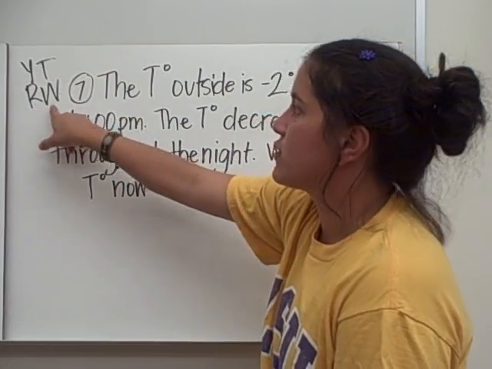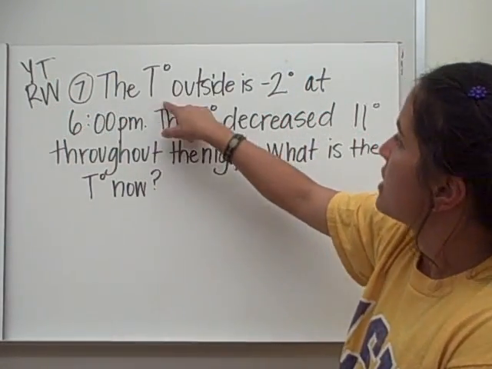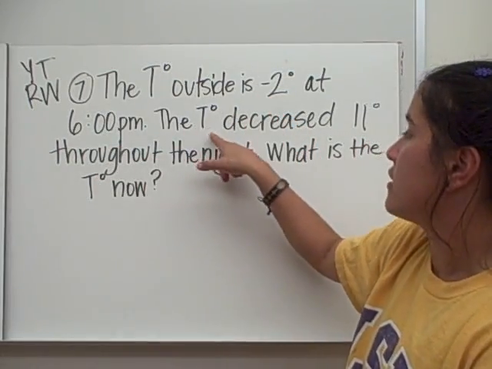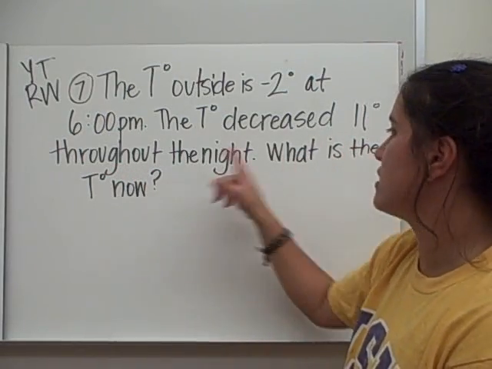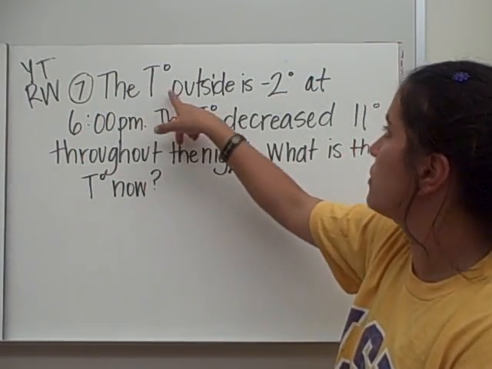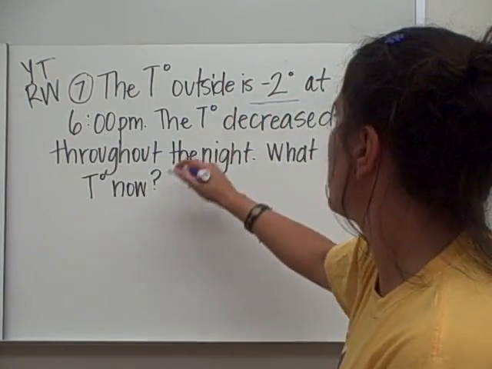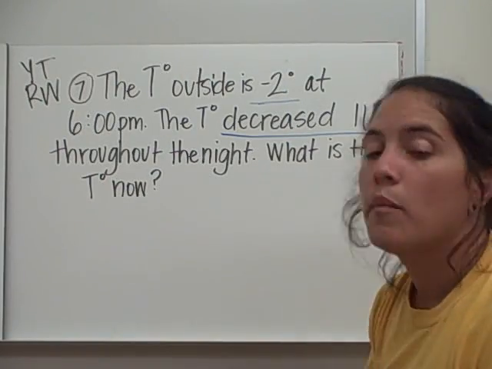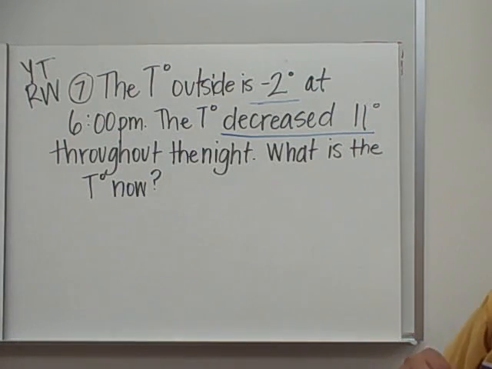So you try this real world problem. The temperature outside is negative 2 degrees at 6 p.m. The temperature decreased 11 degrees throughout the night. What is the temperature now? So the temperature was negative 2 degrees at 6 p.m. and then it decreased 11 degrees. What is the temperature now? Pause the video to work this problem and then restart it when you're ready.